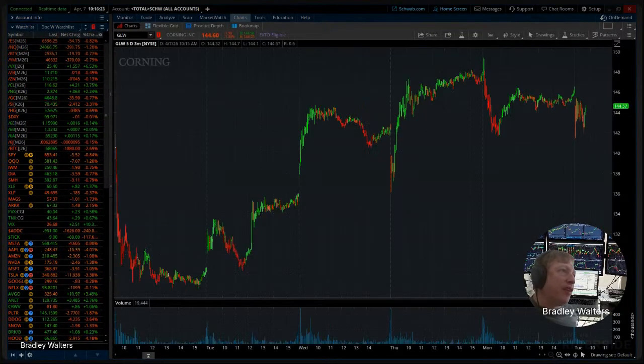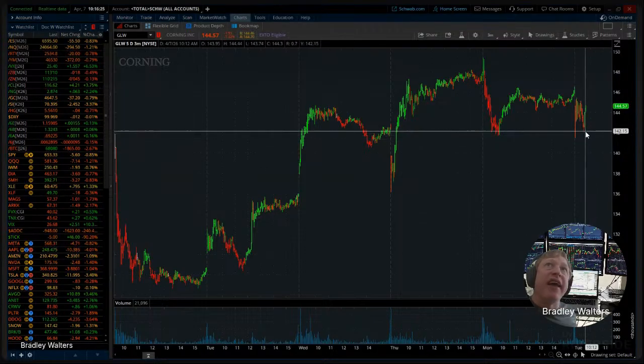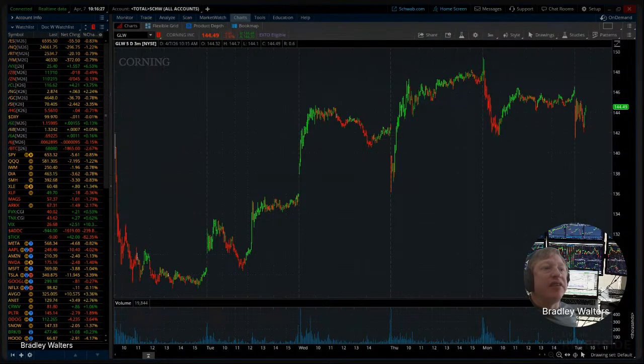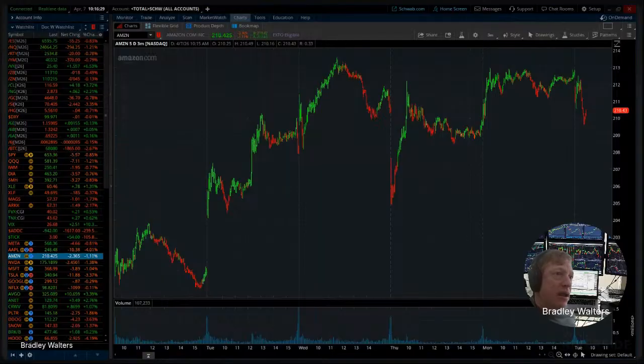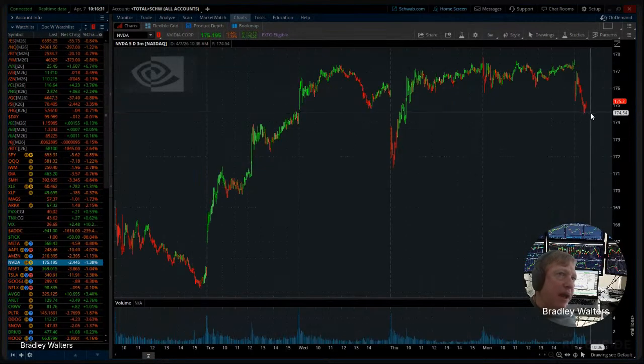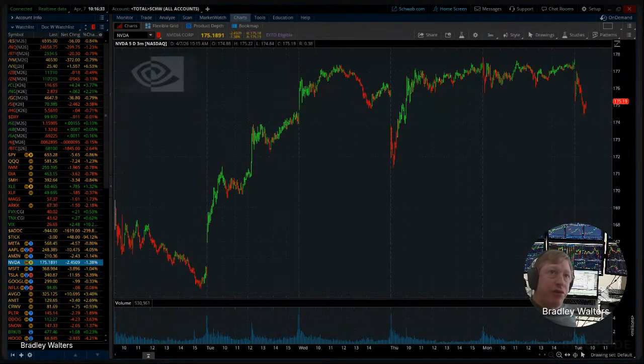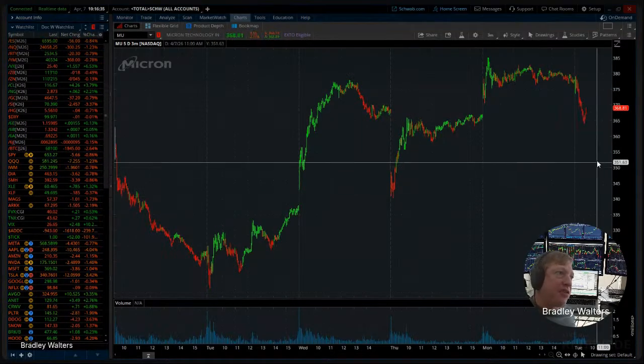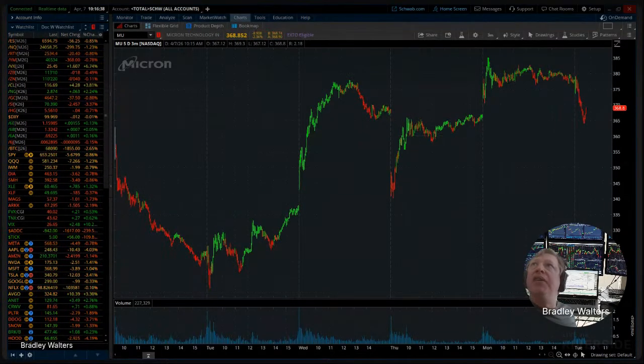First off, the one that sticks out is Corning. That's nice. Next is Nvidia. It's bouncing here. Micron, my new baby, Micron, it's bouncing here. Let's see what else.